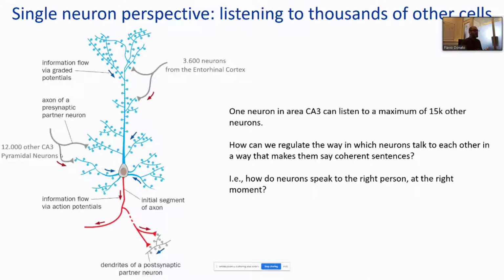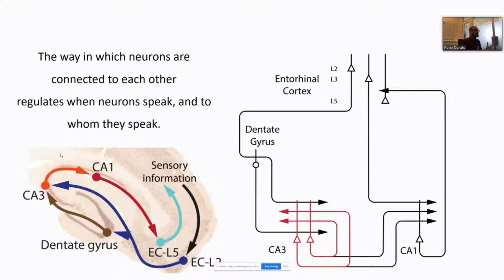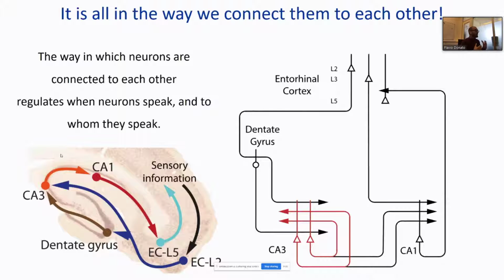How can we regulate the way in which neurons talk to each other in a way that makes them say coherent sentences? How can we make sure that neurons speak to the right person at the right moment? You can guess it, it's all in the connectivity. The way in which neurons connect to each other makes sure that messages are passed along specific routes in the brain, reach who needs to listen to that specific message, and are transmitted at the right time.